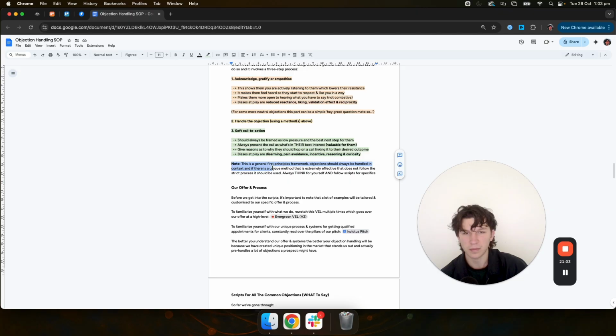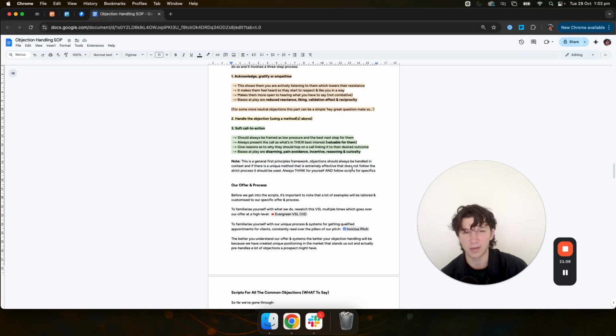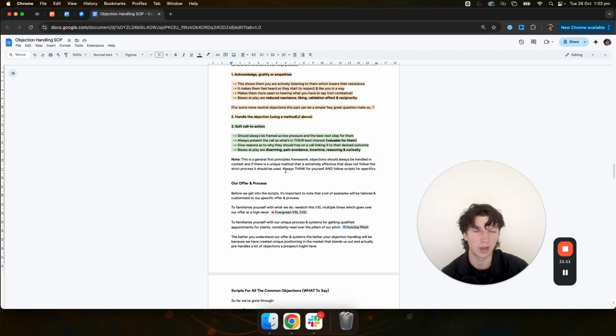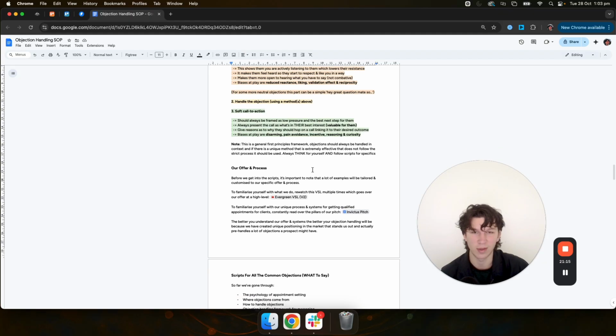Again, note, this is a general first principles framework. Objections should always be handled in context, and if there is a unique method that is extremely effective but does not follow the strict process, it should be used. So always think for yourself and follow scripts for specifics.